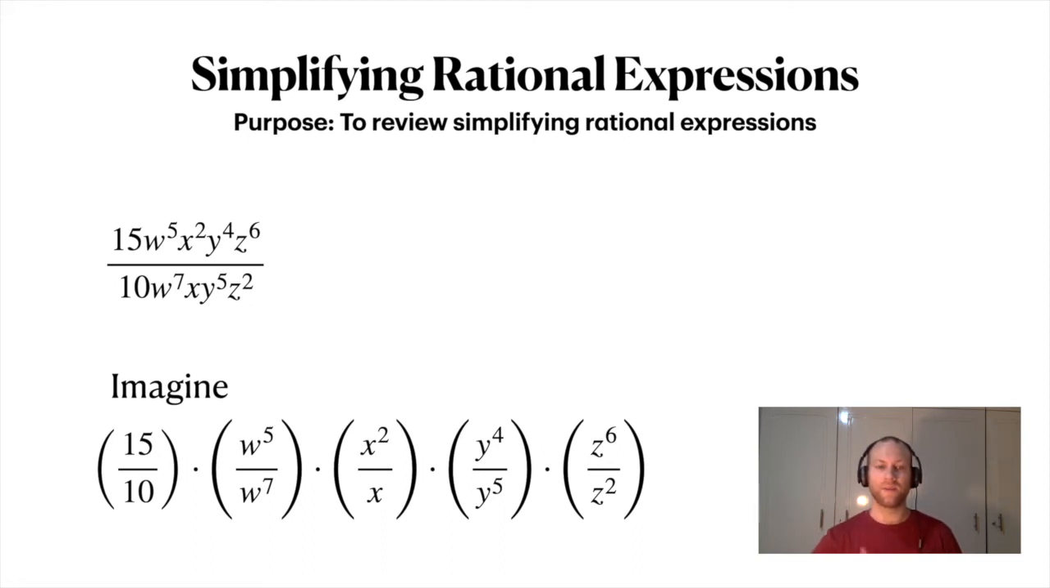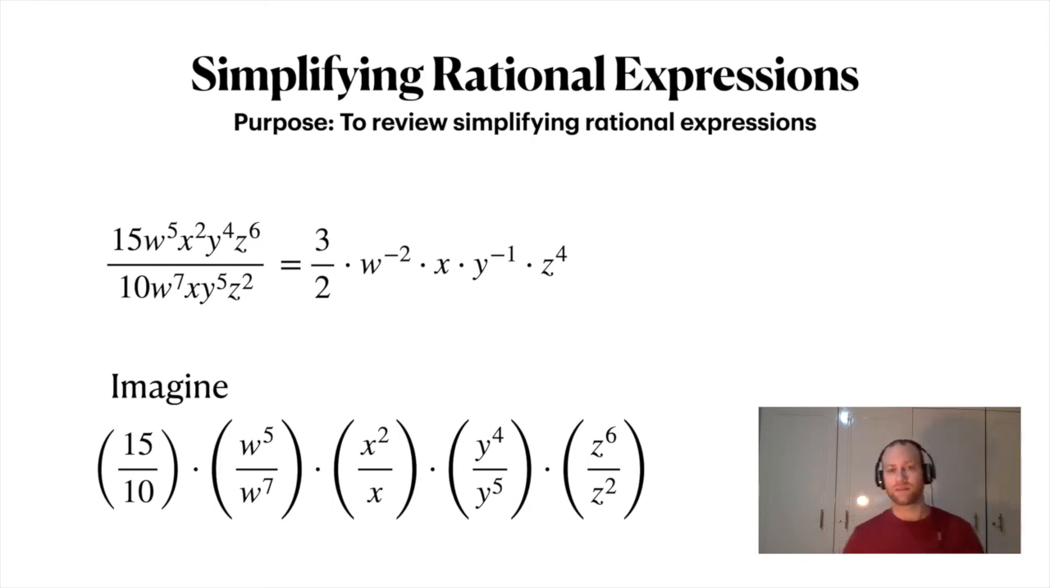So 15 divided by 10, simplify that to 3 over 2 by dividing both by 5. Then w to the power of 5 divided by w to the power of 7. I subtract those powers, so 5 minus 7 gives me negative 2. X squared divided by x gives me x to the 1. Y to the 4 divided by y to the 5 gives me y to the negative 1. Again, subtracting those powers. And then z to the 6 divided by z to the 2, that gives me z to the 4. So this is what each of those terms simplifies into.